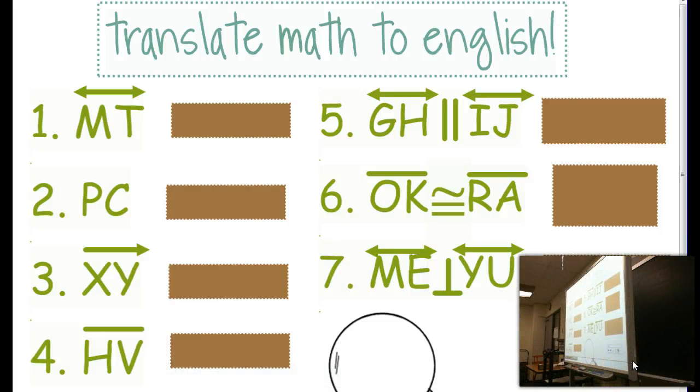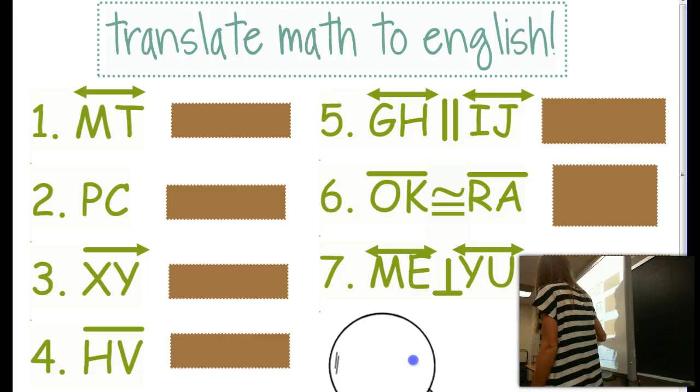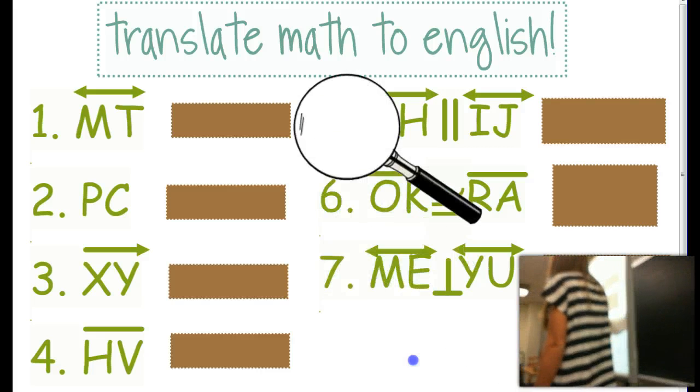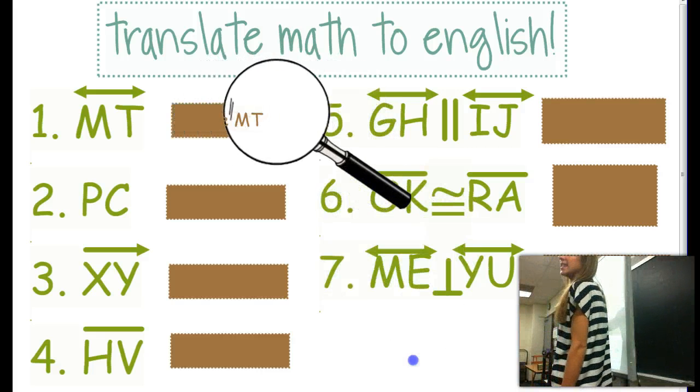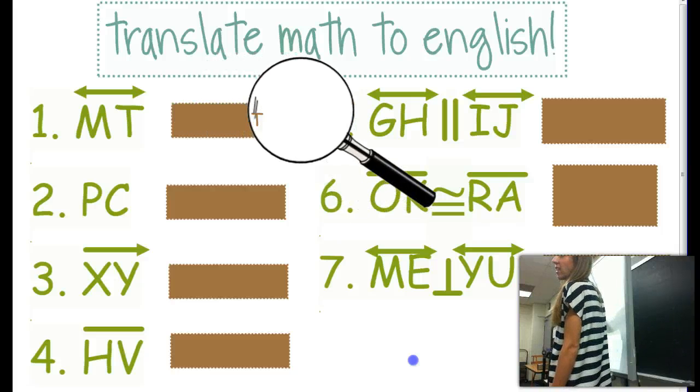All right, let's do some translating. Look at number 1 right there. Savannah, what do these symbols mean in English? Line. Name the line. Line empty. Perfect. That is math translated into English.